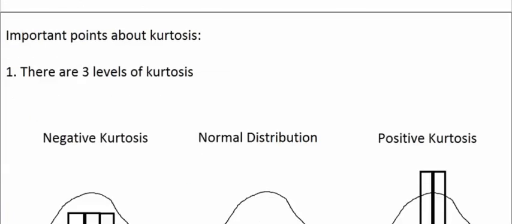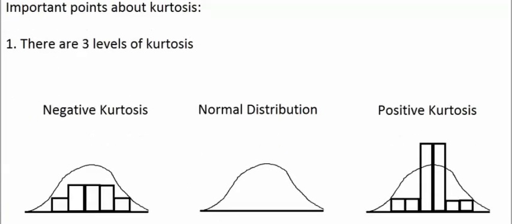And now let's cover a few points about kurtosis. First of all, there are 3 levels of kurtosis that people talk about. If the data set is flatter than the normal distribution, in other words, if the data has a wider and shorter peak than a normal distribution, it's called a negative kurtosis. If the data is sharper than a normal distribution, it's called a positive kurtosis. So if the data has a taller and narrower peak than a normal distribution, it's called the positive kurtosis.